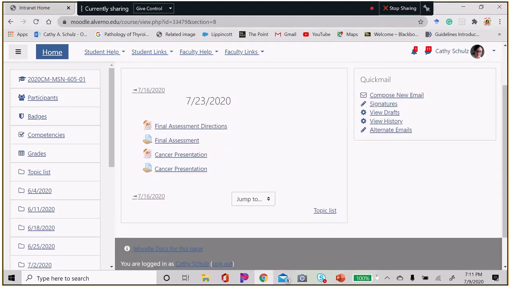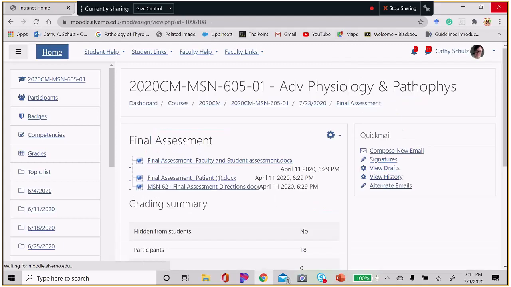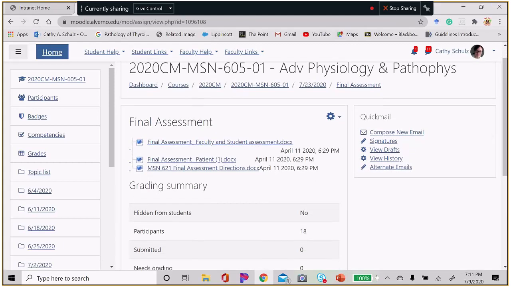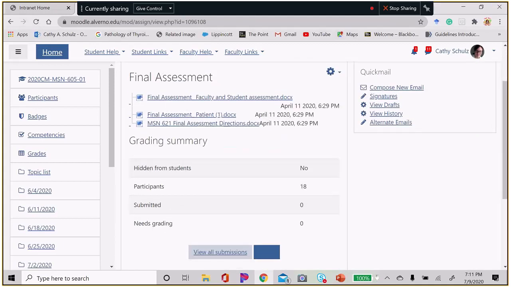The other thing that's listed in here is the final assessment. So this is the final project, which is sort of like a take-home exam. In these documents, there are directions, there's a patient, and then there's where you would write your own self-assessment and where I will put my feedback.